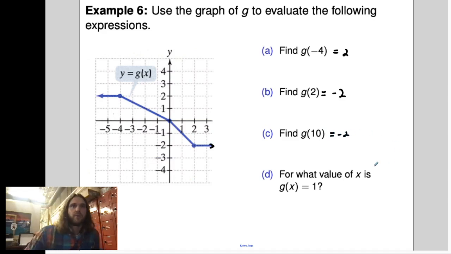-2. Now the last question is, for what value of x is g of x equal to 1? So all you do is trace along the line and wait till it gets to a height of 1, because it says g of x equals 1. Where does it get to a height of 1? Oh, it gets to a height of 1 when the x value, for which value of x? x equals -2. It's a different question that this is asking. It's not asking us for the height, it's asking for the x value once it reaches the height of 1. x equals -2.